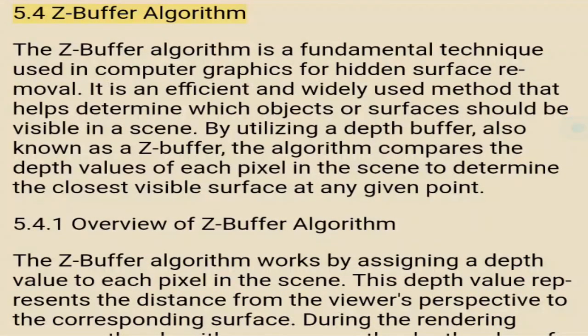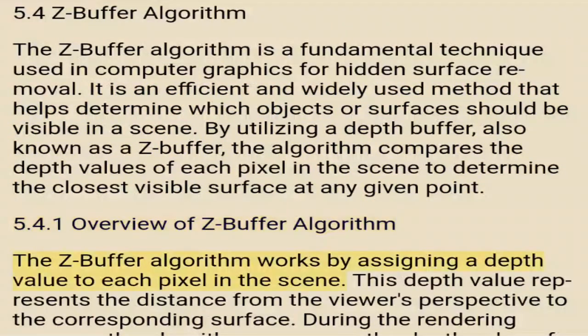5.4 Z-buffer algorithm. The Z-buffer algorithm is a fundamental technique used in computer graphics for hidden surface removal. It is an efficient and widely used method that helps determine which objects or surfaces should be visible in a scene. By utilizing a depth buffer, also known as a Z-buffer, the algorithm compares the depth values of each pixel in the scene to determine the closest visible surface at any given point. 5.4.1 Overview of Z-buffer algorithm.